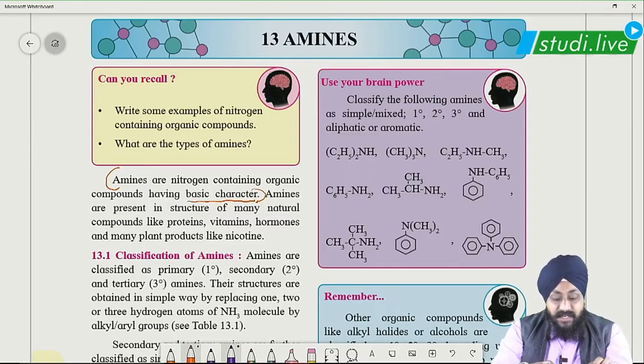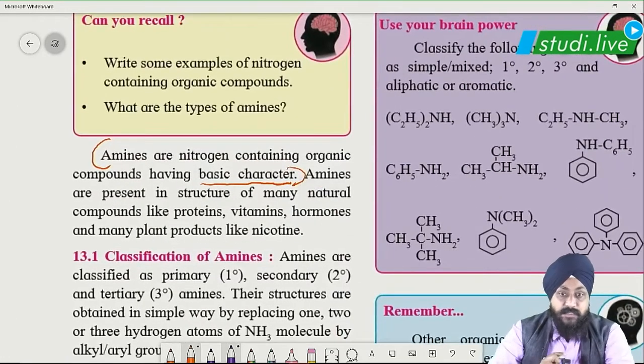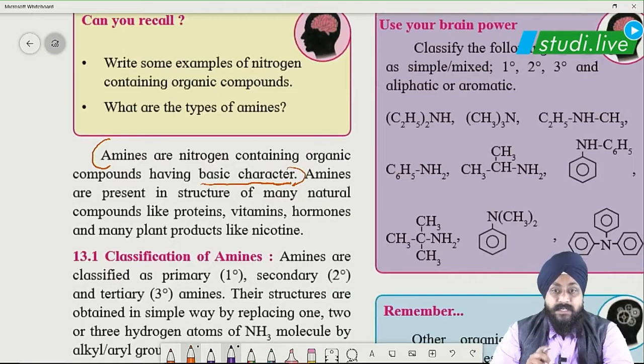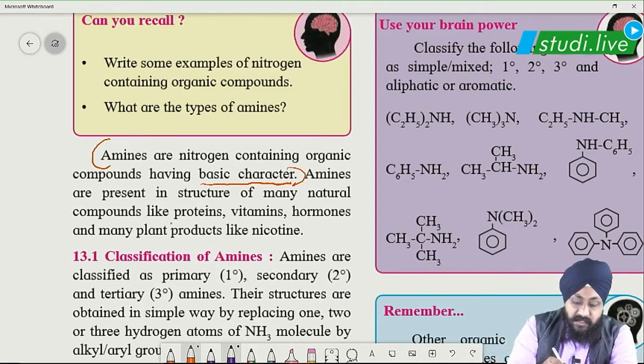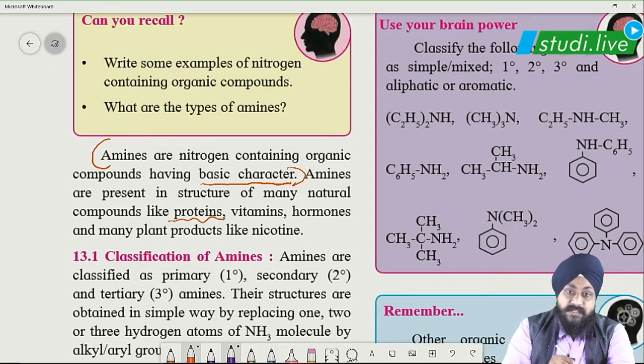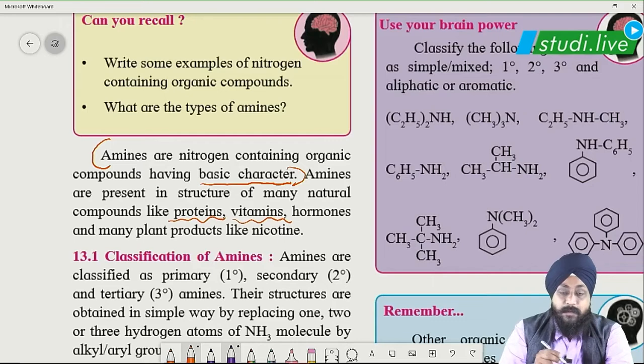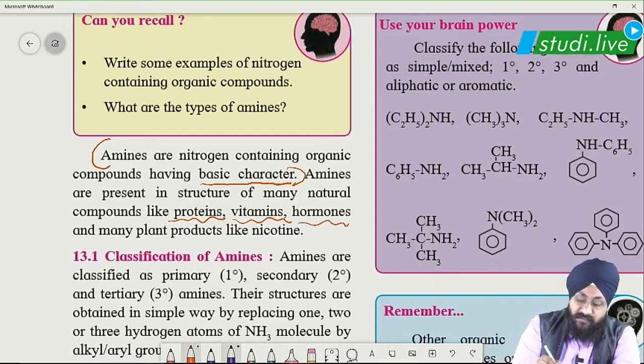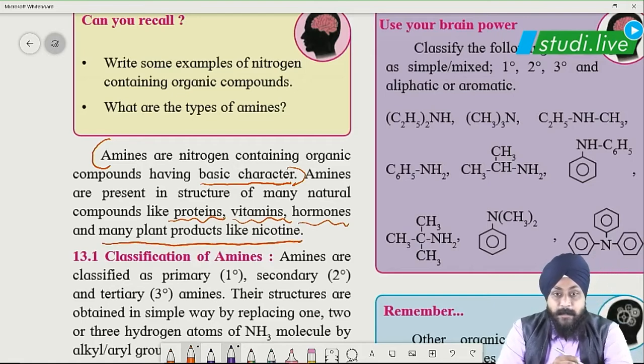Now where are these amines present, students? They are present in nature. They are present in the structure of many natural compounds. See students, proteins are nitrogenous compounds, they are going to be amines. Vitamins are also structures where these amines are found. They are present in hormones, students. You can find them in many plant products like nicotine.